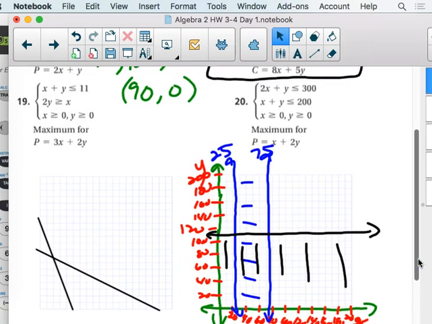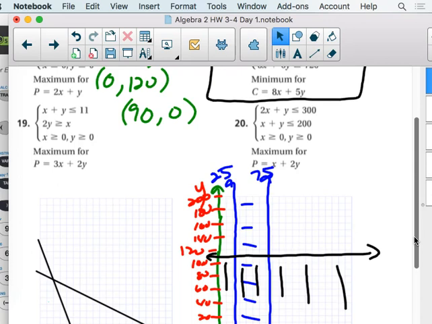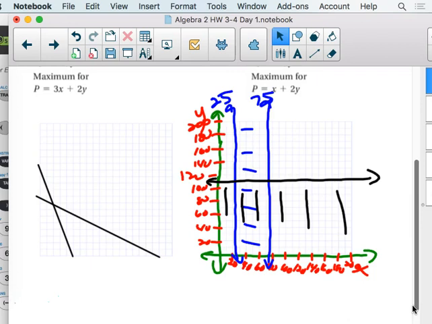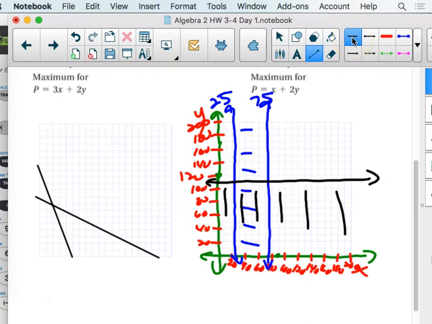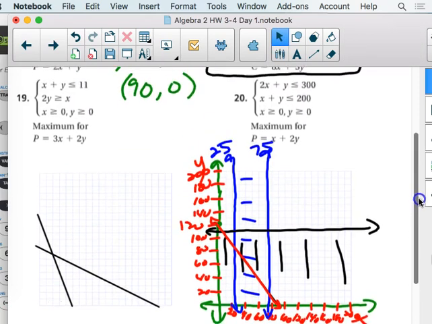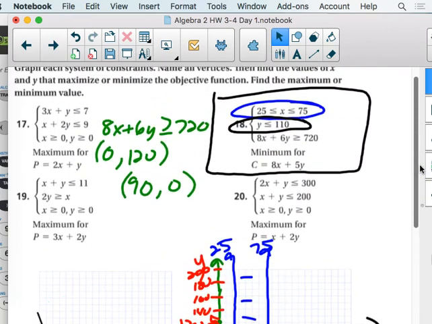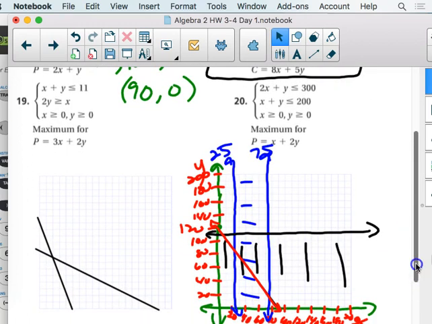So the green one, that was where we had, I better show you the numbers again, 0, 120, and 90, 0. I'm going to cheat and use the straight edge. And then I have to see which way to shade on that one. So we had 8x plus 6y is greater than or equal to 720. If I put 0, 0 in here, that's not going to make any sense. 0 is not greater than or equal to 720. So that greater than or equal to has me shading outward.